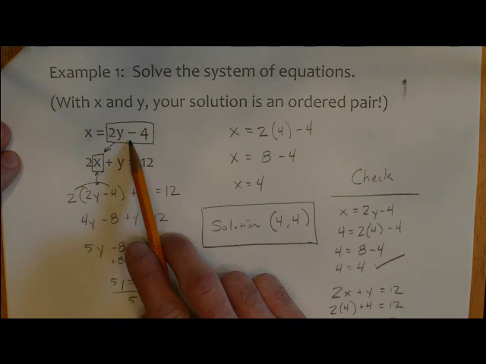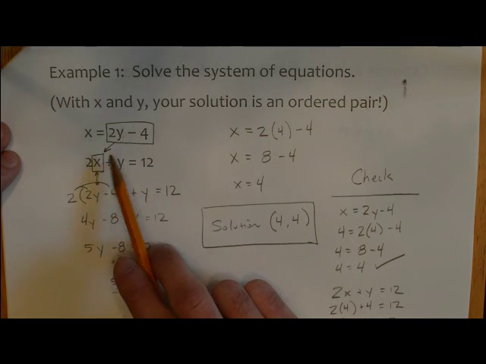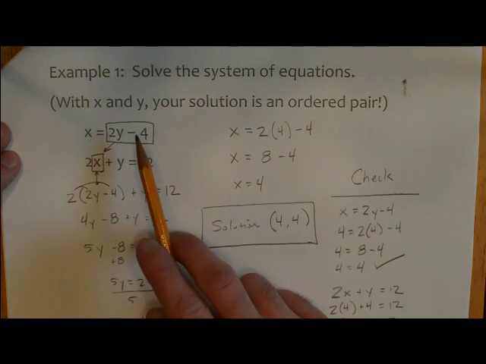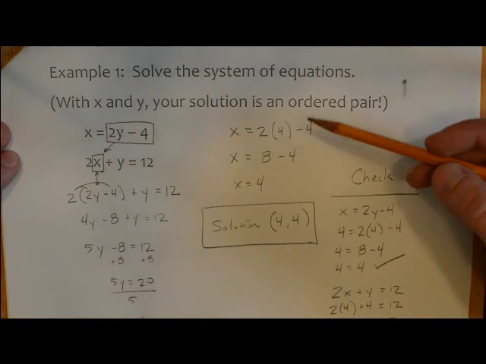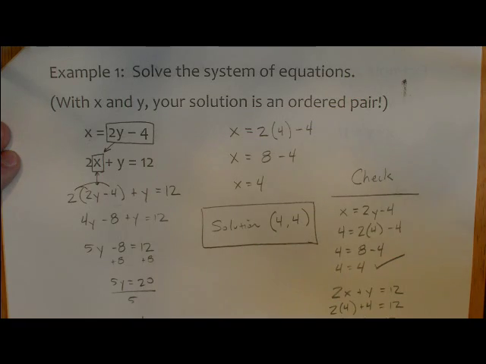Because x was equal to this, I can replace x with 2y minus 4. That gives you an equation with just one variable. You can solve that, find the answer for that variable, take that number, substitute it back in, solve for the other variable that you need, and then check and make sure that it works.